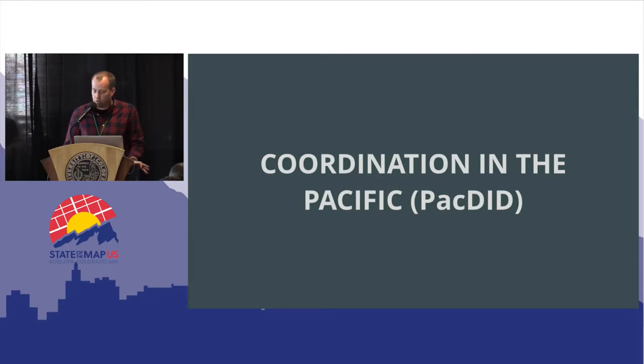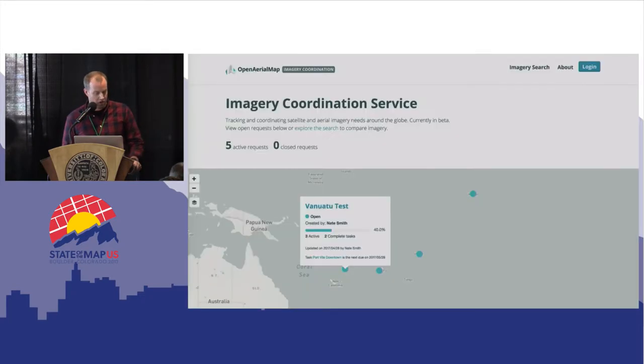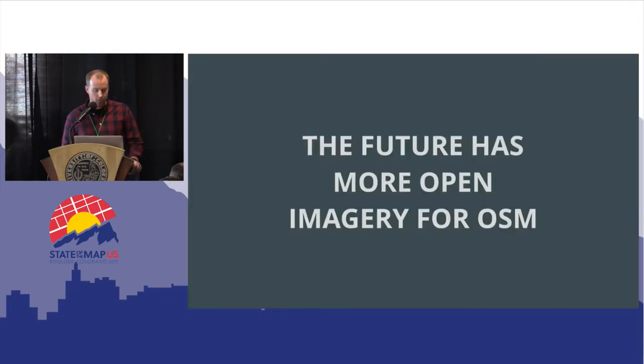There's a number of coordination happening across the Pacific in a project called PACTID, where an imagery coordination service is helping coordinate where people are requesting imagery and where UAV pilots are flying. And so the future has more open imagery for OSM, and this is what we're working on at OpenAerialMap.